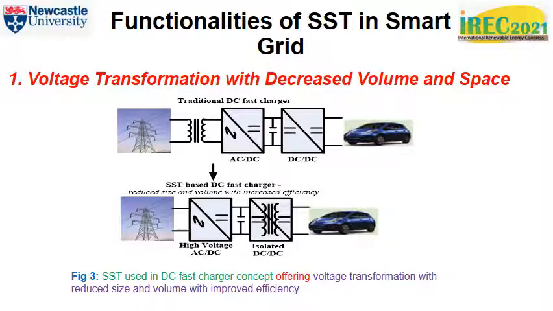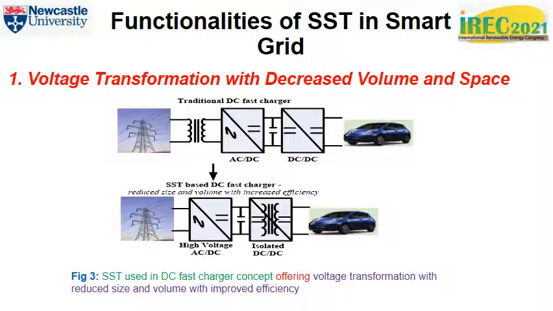Functionalities of solid-state transformer in smart grid. Number 1, voltage transformation with decreased volume and space. Similar to the conventional line frequency transformer that is meant specifically for voltage transformation, the solid-state transformer can achieve similar function with reduced voltage, volume, and space. This is possible because of the incorporation of the high-frequency transformer in the solid-state transformer circuit configuration.